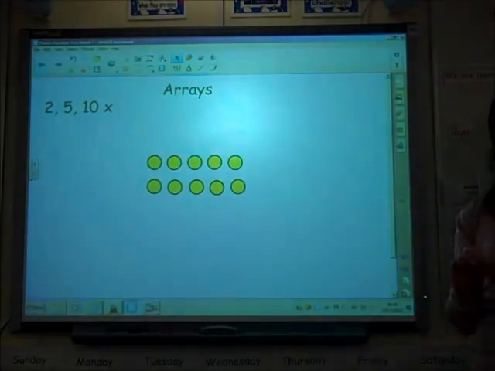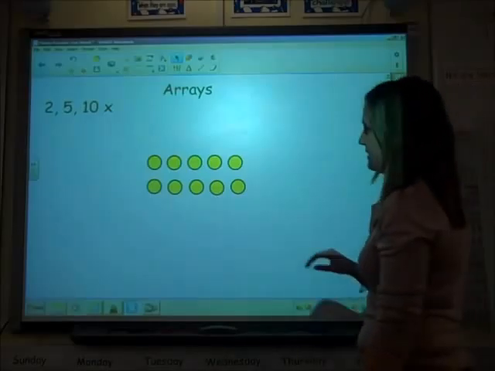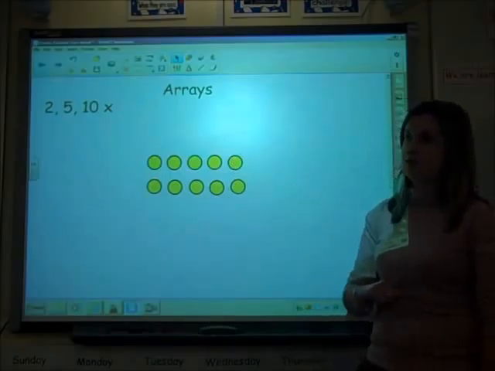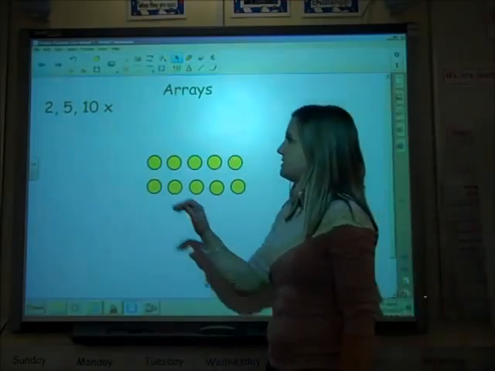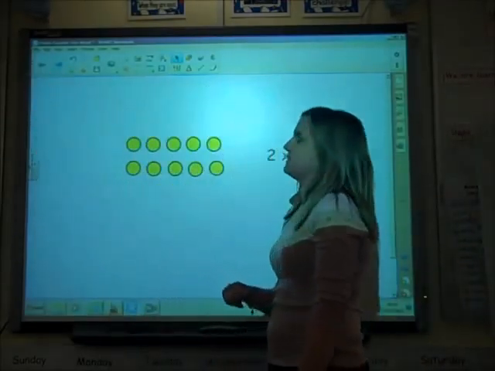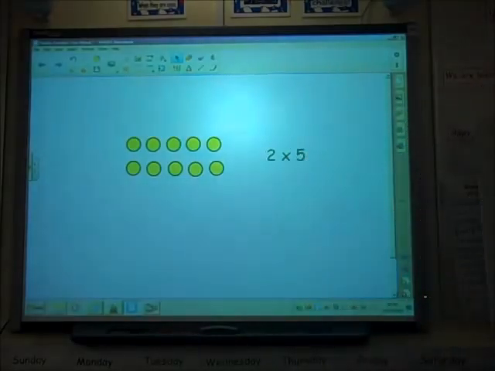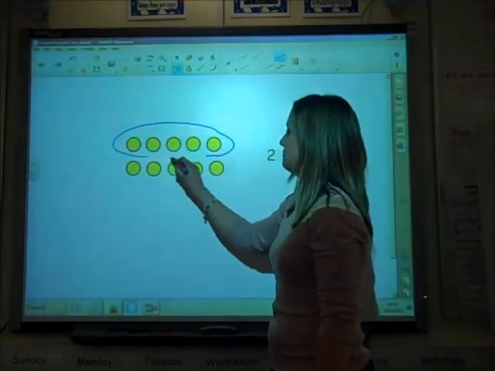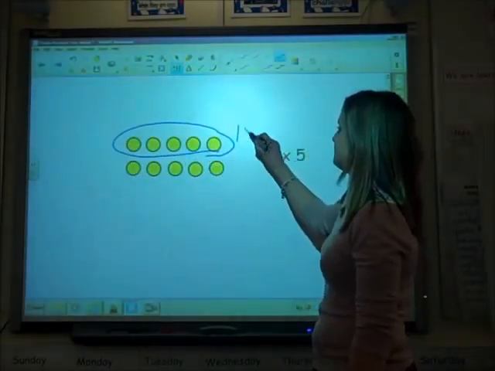And we introduce multiplication in year 2. We introduce it as what we call arrays. And here we've got our groups of and our lots of. And that's how we introduce it. So here I've got the multiplication 2 multiplied by 5. I've got 2 lots of 5. Here there's one group of 5. And here is another group of 5.